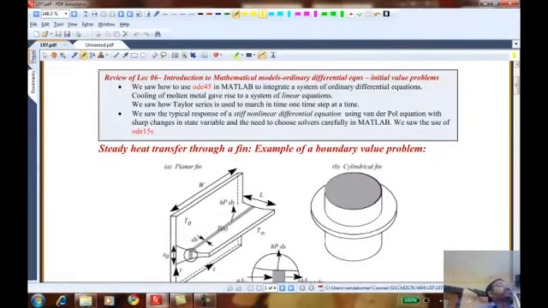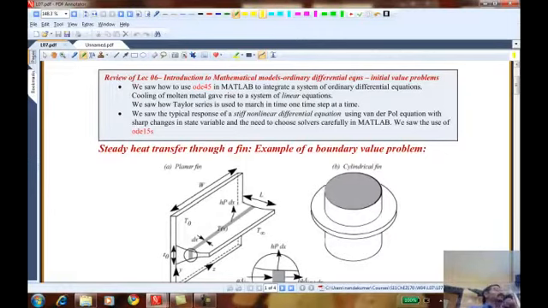How does MATLAB solve it? Right now, we are learning how to develop the model and how to solve it. Then we will answer the question, how does MATLAB actually get the solution? That will be the second part of this course.